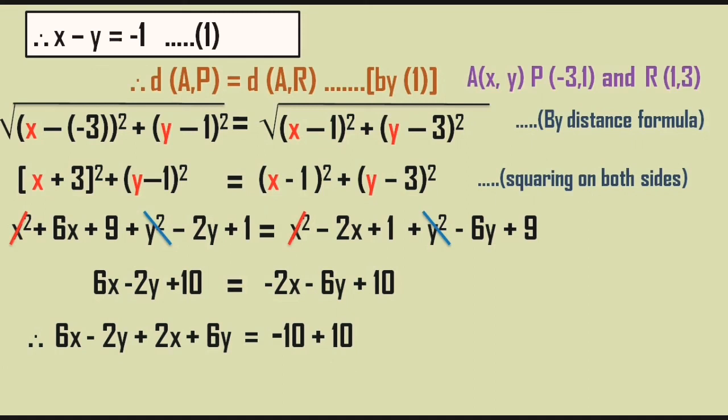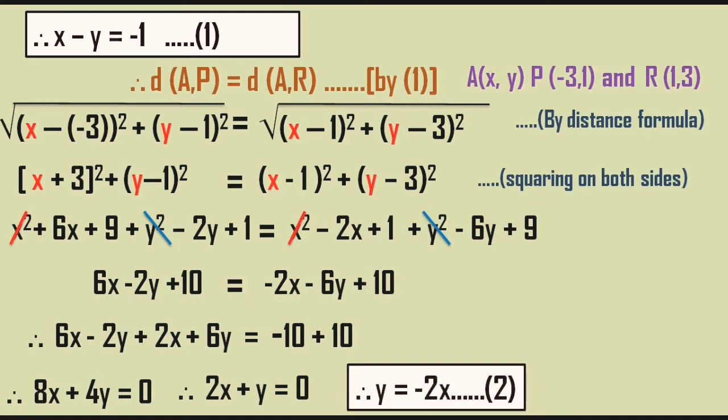The moment you shift the letters and numbers properly, you are left with the equation 8x plus 4y equals 0. Here too we can divide all the terms by 4. As a result, we get 2x plus y equals 0, and by shifting 2x to the other side of the equality, we get the second equation, that is y equals minus 2x.